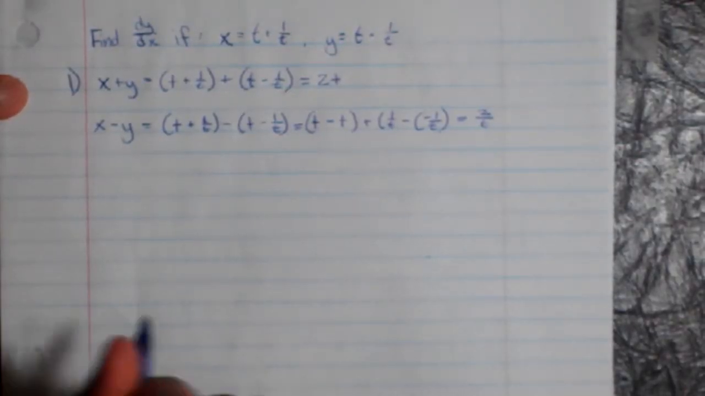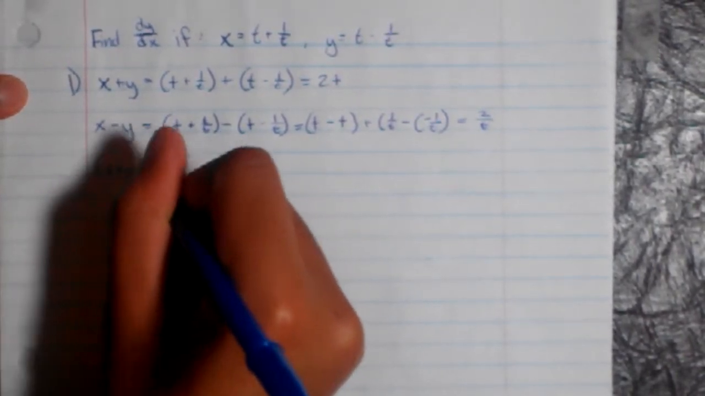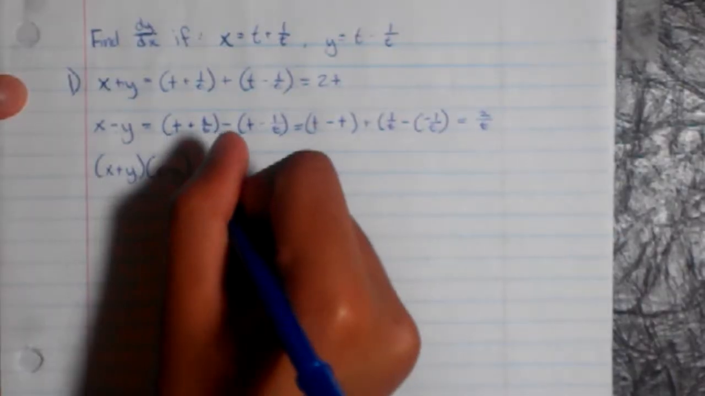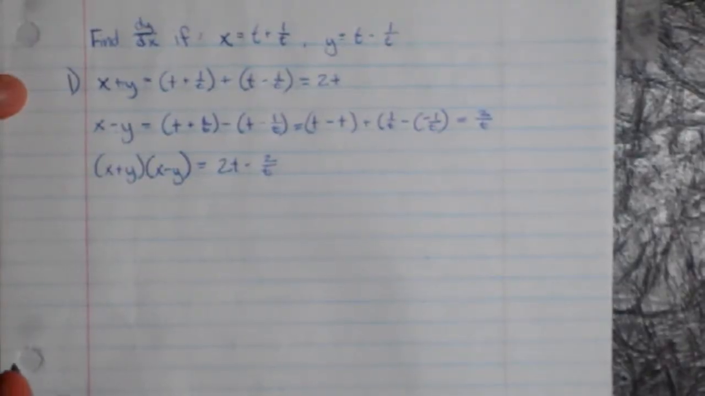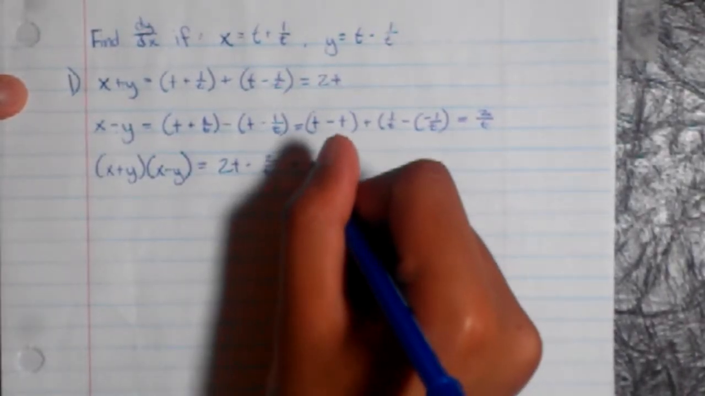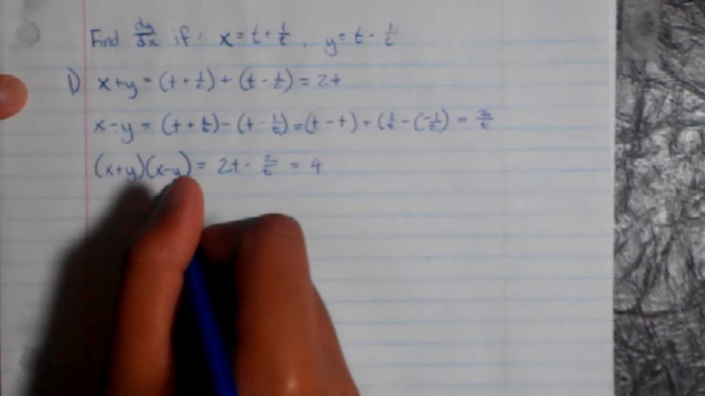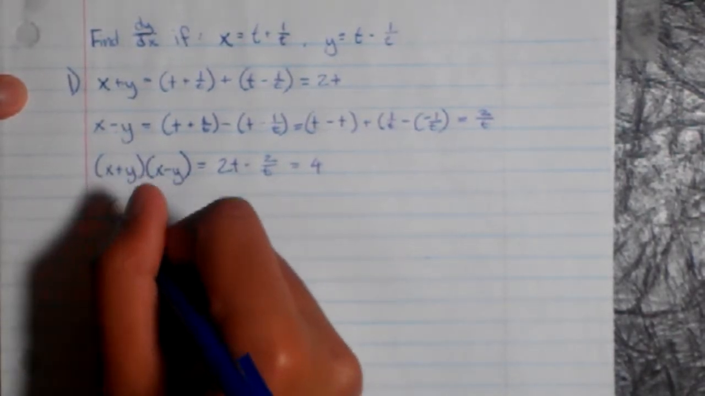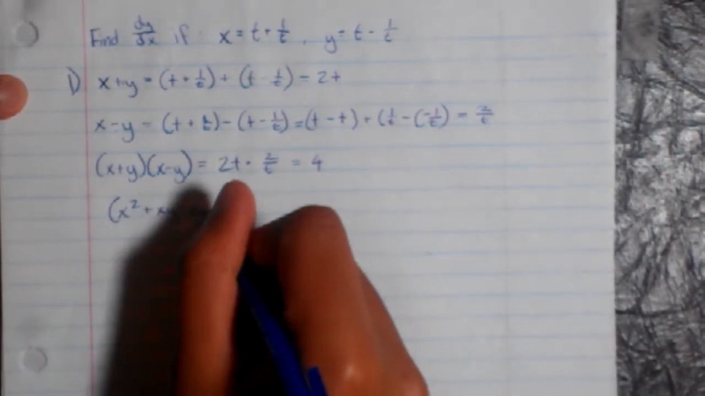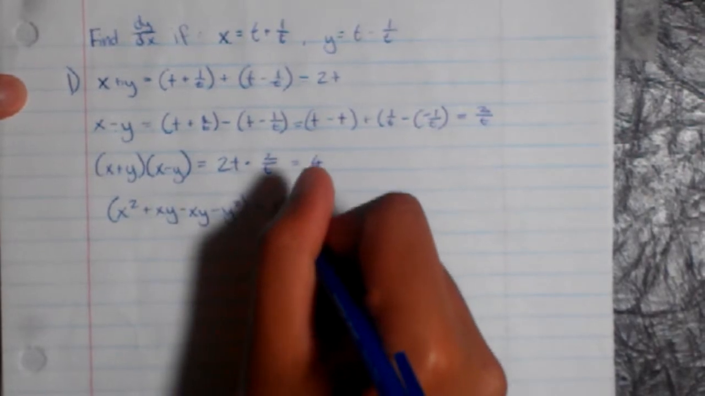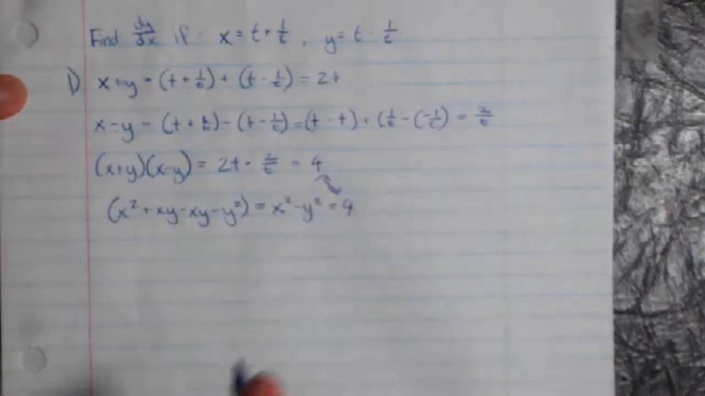And so now this may look like it doesn't help much, but if we were to multiply these two equations here, x plus y and x minus y, we would be multiplying 2t and 2 over t, and as we can see, this simplifies to 4 because the t here and the t here cancel. And so if we simplify x plus y times x minus y, you get x squared plus xy minus xy minus y squared, which equals x squared minus y squared, and this equals 4, because it's the same thing.